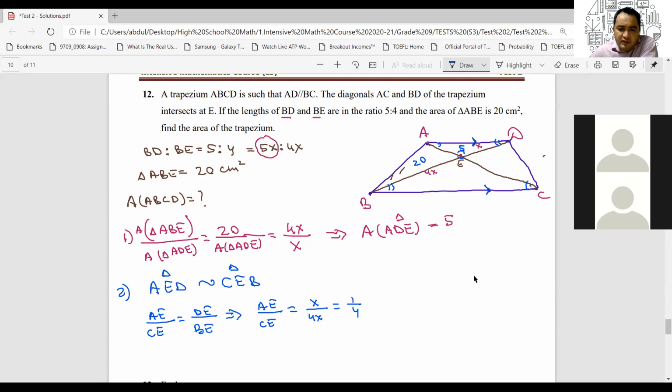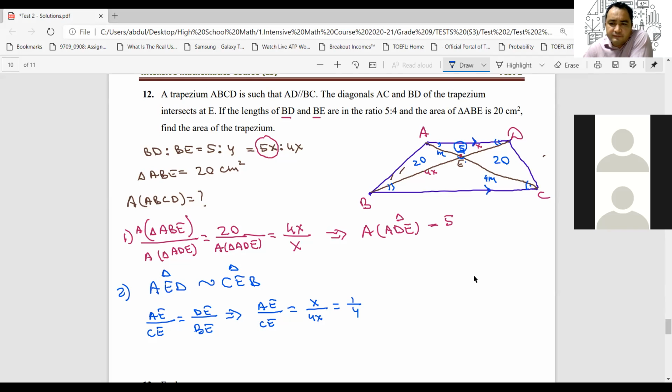So what we have found here is the ratio of AE to CE is 1 to 4. That means that if AE is, let's say, M, then EC must be 4M, right? So now, if this base AE is M, this area is 5. What do you think about this area then? It should be 4 times 5, right? Because the ratios are equal. So this should be 20.